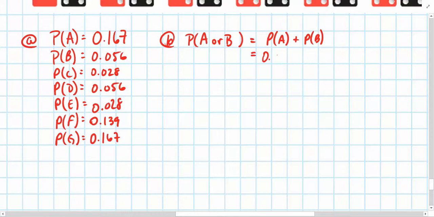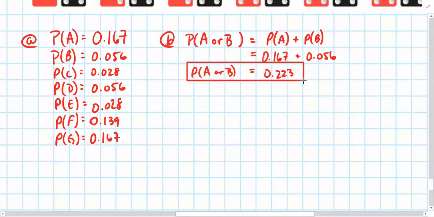So the probability of A is 0.167 and the probability of B is 0.056. The sum of these two probabilities is 0.223. So the probability of a 7 or 11 on your very first roll, thus winning on your first roll, is 0.223, or approximately a 22% chance.